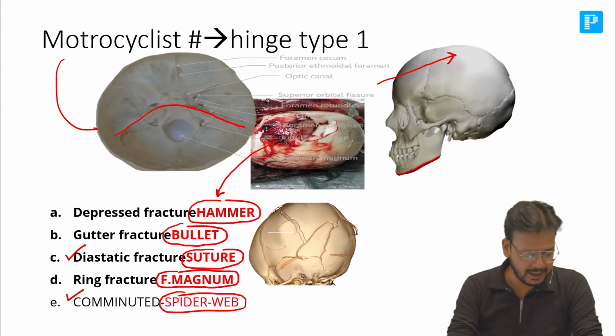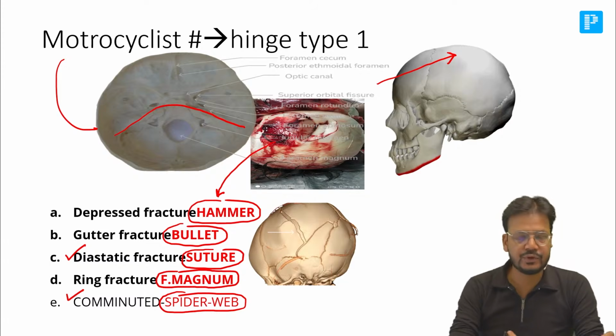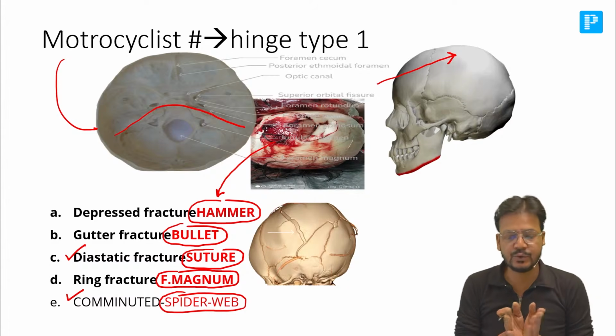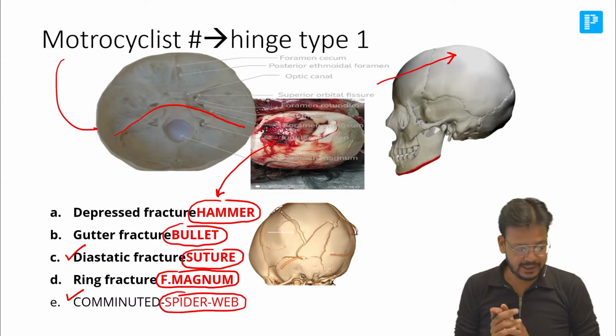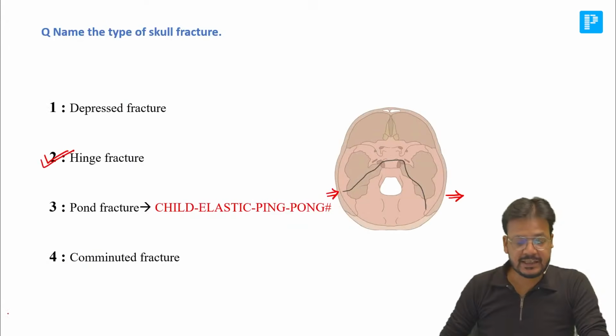Now anyone who can tell me which is the most common suture to be involved in diastatic fracture, that is, sutural separation? The most common suture involved in diastatic fracture is the sagittal suture. Yes. Now you can get this question.